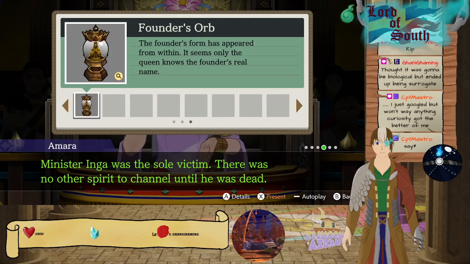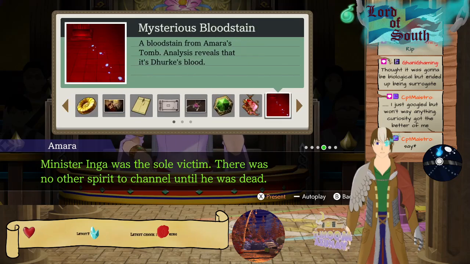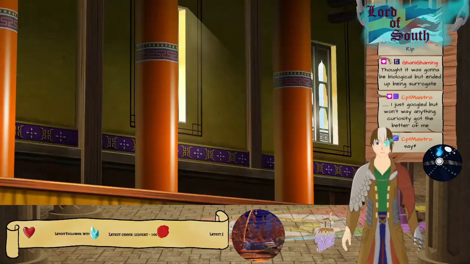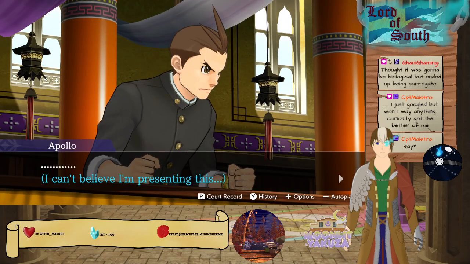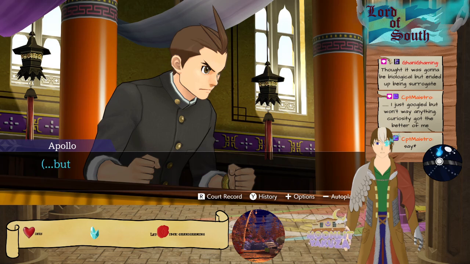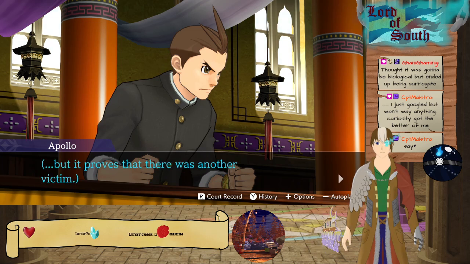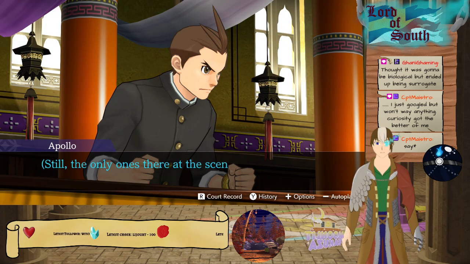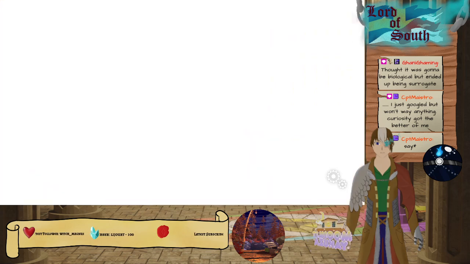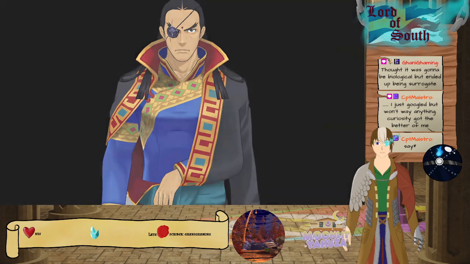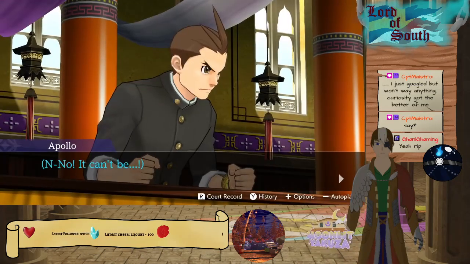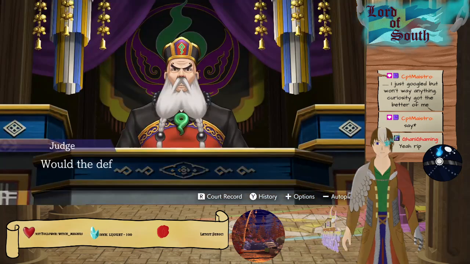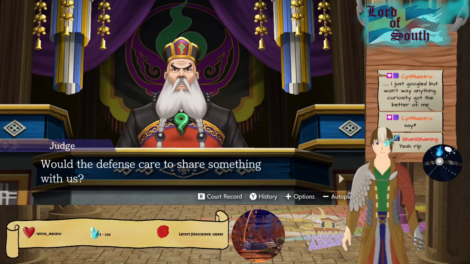Oh, I am so certain it must be. Objection! It must be Daruk. Daruk wasn't hurt, but he still bled. I can't believe I'm presenting this, but it proves that there was another victim. Still, the only ones there at the scene of the crime were Maya and Daruk, who cannot be seen anywhere. No, it can't be. Would the defense care to share something with us?